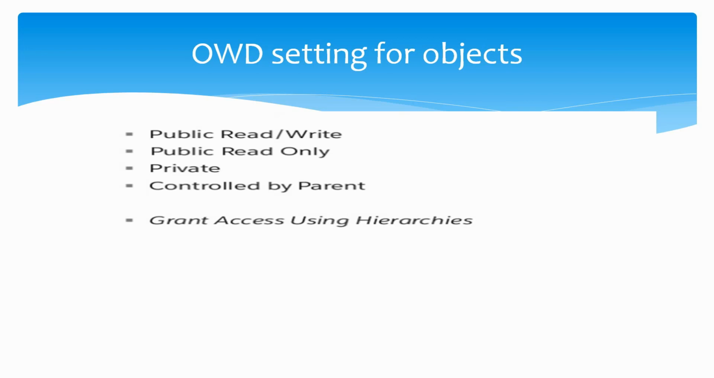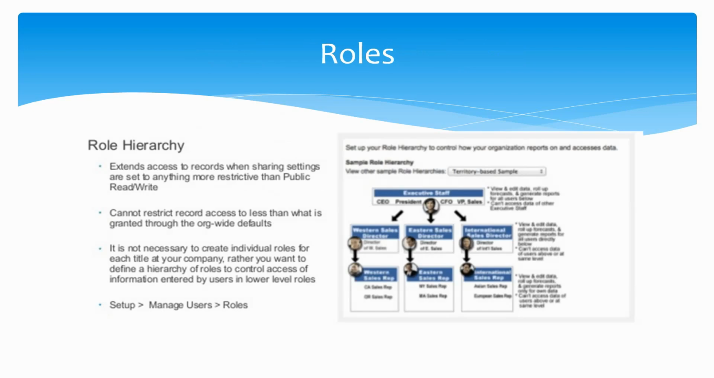Then there is grant access using hierarchies and controlled by parent, which we spoke about, where the child object's OWD is controlled by the parent's record settings. Then you have grant access using hierarchies. When you enable it, the manager of a record owner can see the subordinate's record when the OWD is set to private.